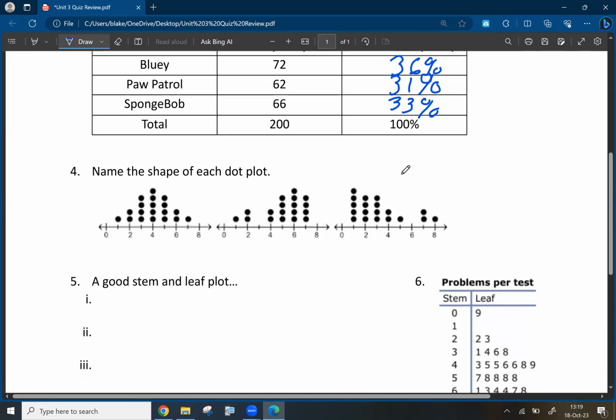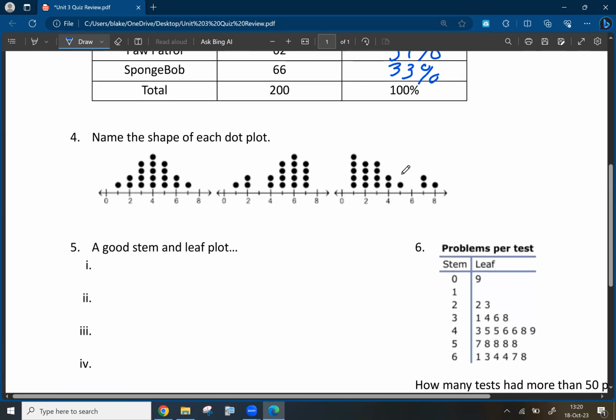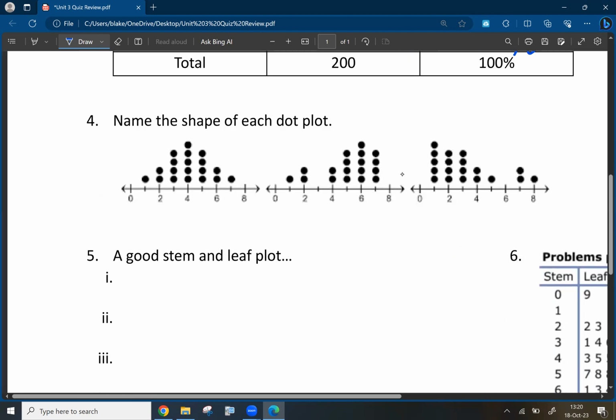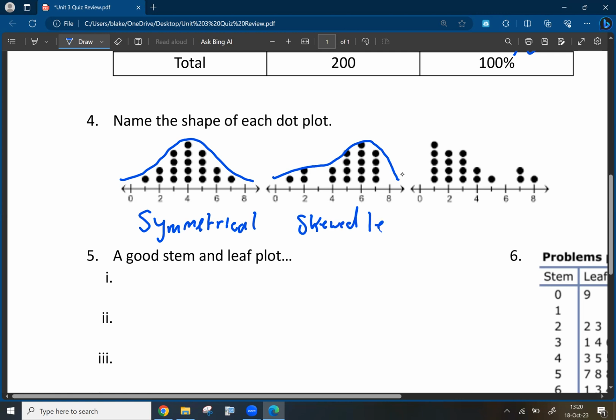So name the shape of each dot plot. We have 3 dot plots here. We're going to go through them, naming the shape. Of course, the one on the left is symmetrical. So I'm just going to simply say symmetrical. Pretty even on both left and right side. Dot plot number 2, I would say, is skewed left. And dot plot number 3, I would say skewed right.